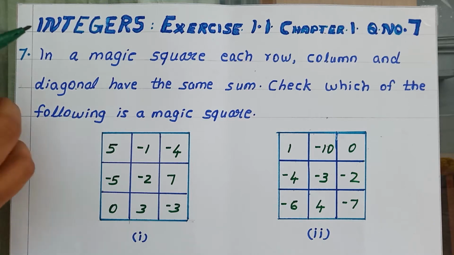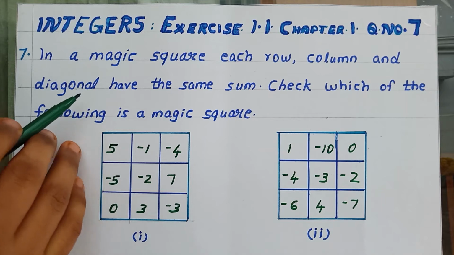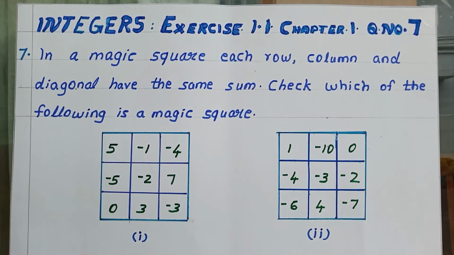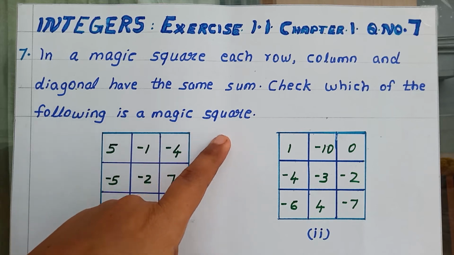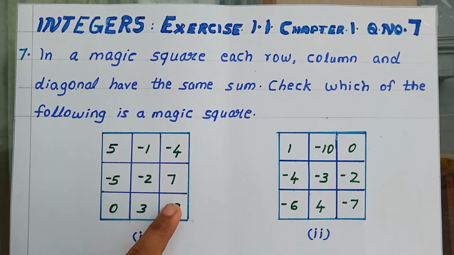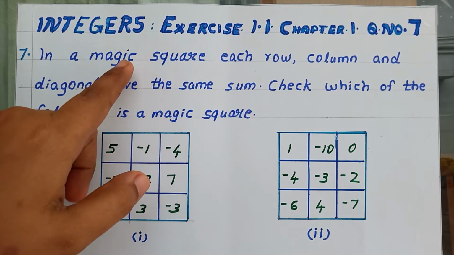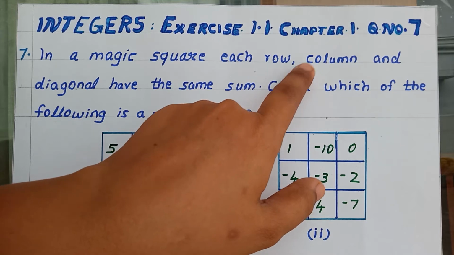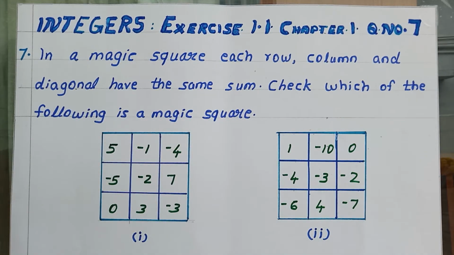In a magic square, each row, column and diagonal have the same sum. Check which of the following is a magic square. Here we have two squares and we want to find which one is a magic square. The condition is that in a magic square, each row, column and diagonal have the same sum. So next we are going to find out whether it is a magic square or not.